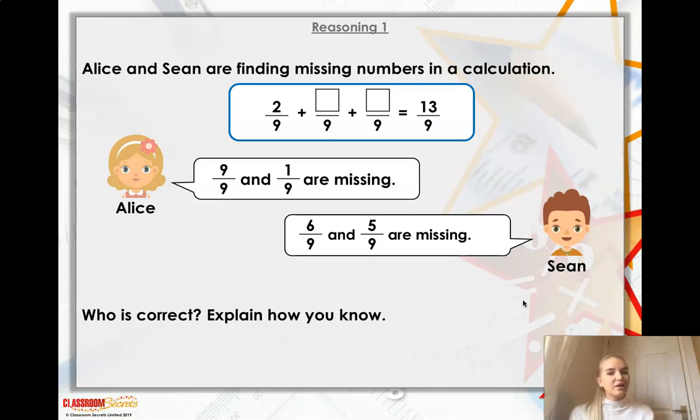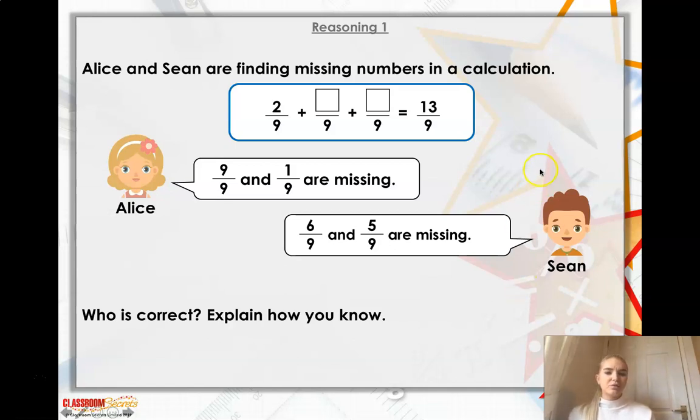Let's try our final reasoning question. So Alice and Sean are finding missing numbers in a calculation. Their calculation is 2/9 add something ninths add another something ninths equals 13/9. And Alice says, you know what, the fractions 9/9 and 1/9 are missing. But Sean says, no, actually, 6/9 and 5/9 are missing. Who is correct? Shall we work it out?